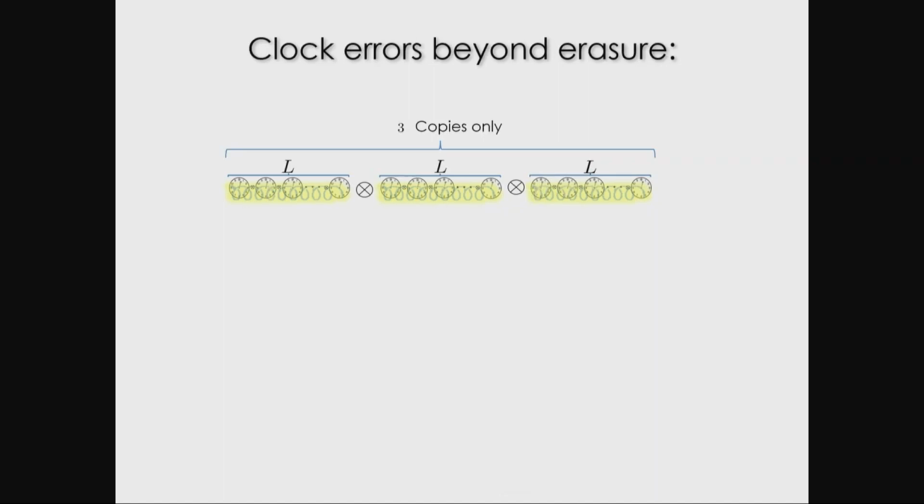We then also looked at... so I didn't say this as well, but here we're assuming erasure on the clocks as the error model. So here we also looked at error models that go beyond this. I show a simple version here, for example, when you have just 3 copies of L entangled clocks, and then one applies an unknown phase to one of these blocks of clocks. Okay, so it's an unknown phase over the whole block.